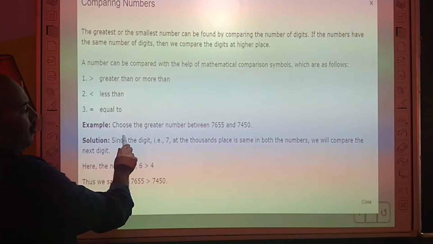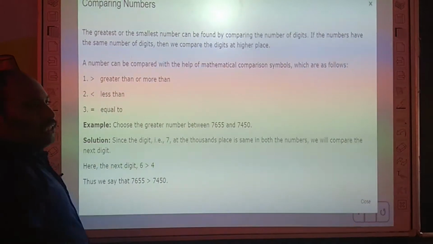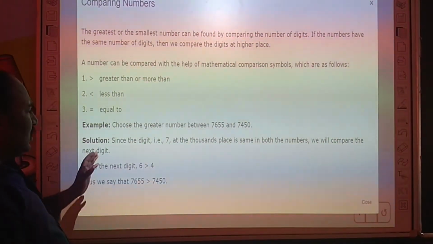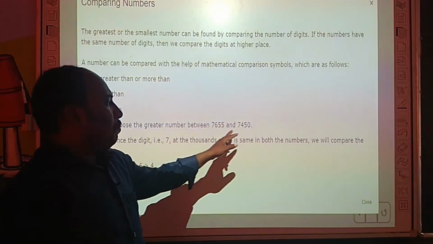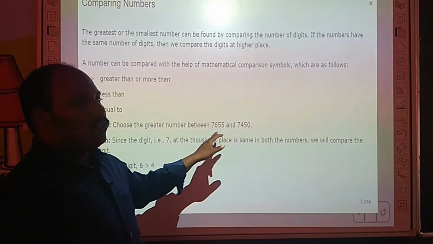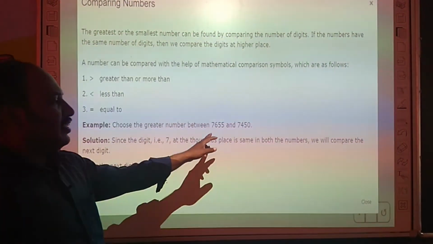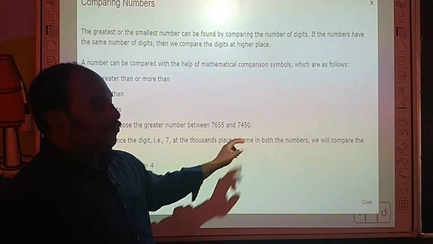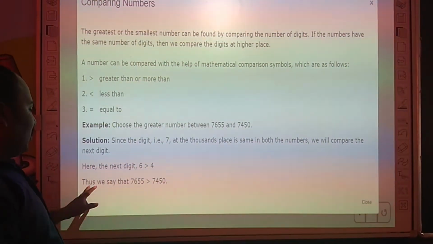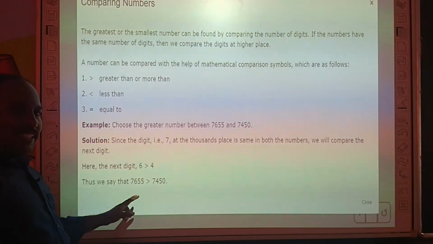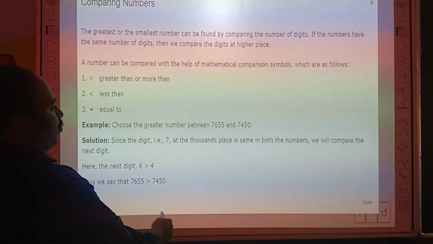For example, choose the greater number between 7655 and 7450. Since the thousands place is 7 here and 7 there also, we will compare the next digits. The next digit is the hundreds place: 6, 4. That means 6 is greater than 4. So thus we say that 7655 is greater than 7450.